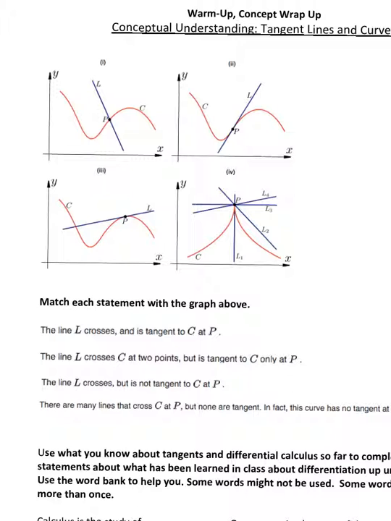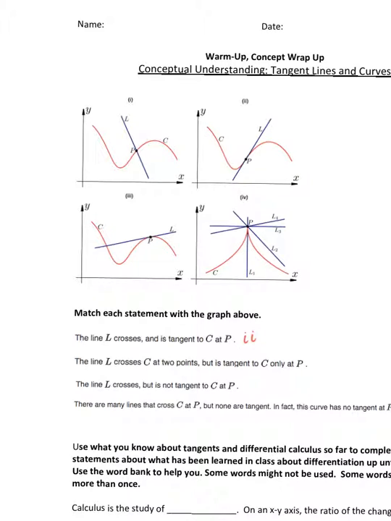So let me write that down, number 2. We can see that it's clearly tangent at P. It crosses the graph, doesn't go through P. The next one, the line L crosses C at 2 points, but is tangent to C only at P. So that one is 3. That was what I just talked about, how it can cross the graph but be tangent to just P.